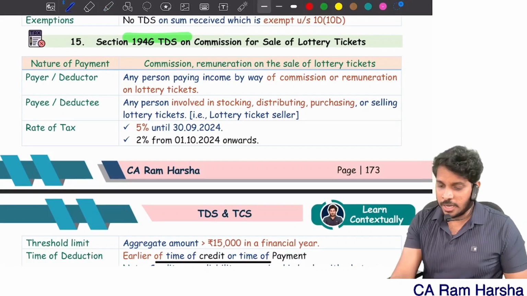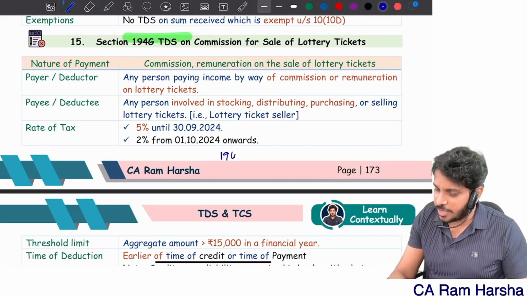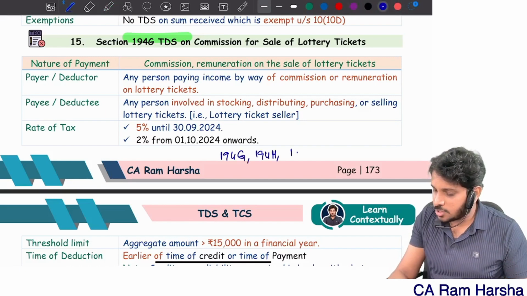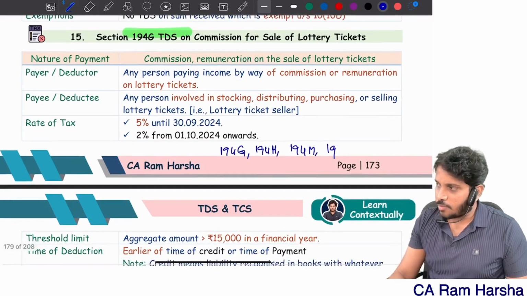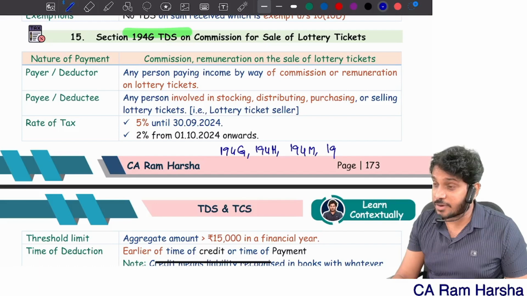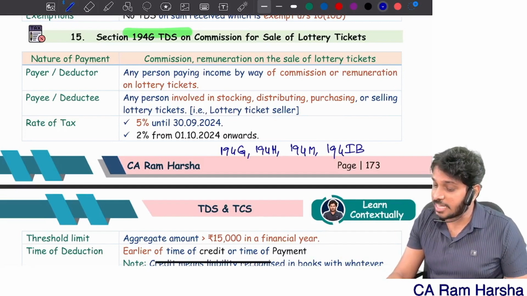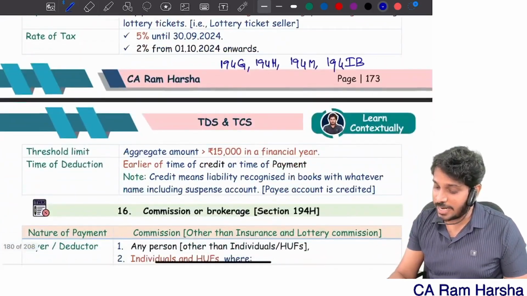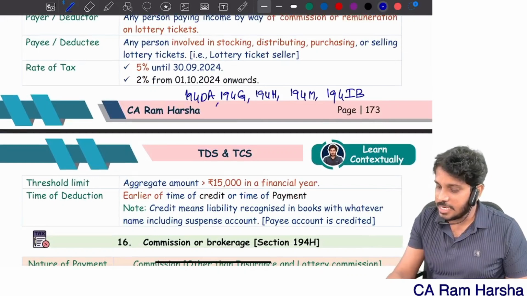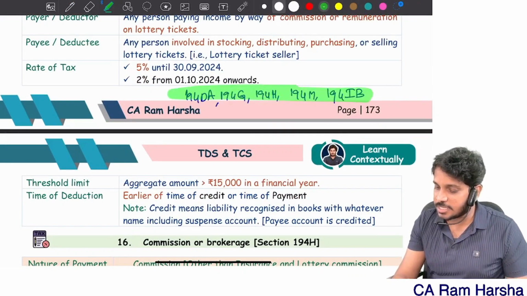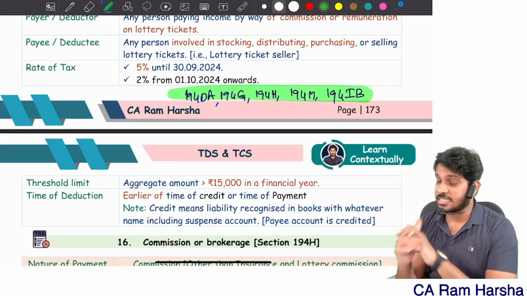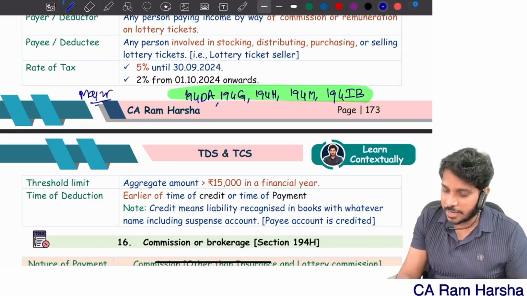What is 194G? There are these sections. I think 5 sections we have. 194G, 194H, 194M. 194M also the same, no? Yes, 194M, more than 50 lakh, 5%, with effect from 1st October it is 2%. Yes or no? 194IB, rent more than 50,000. Then 194DA, yes. In these 5 sections, remember, there is an amendment which is applicable for the May 25 exam for the first time.